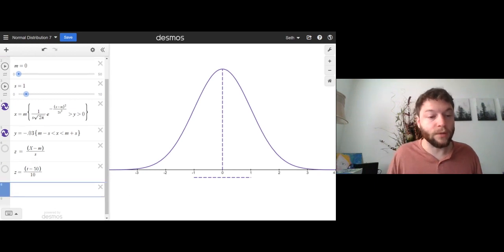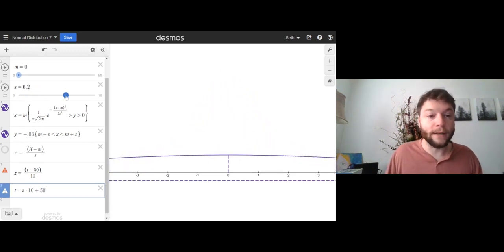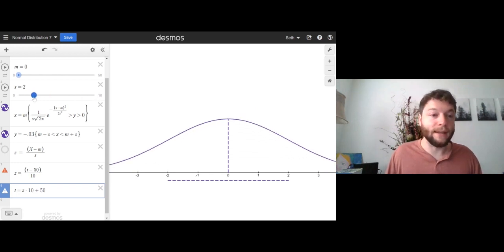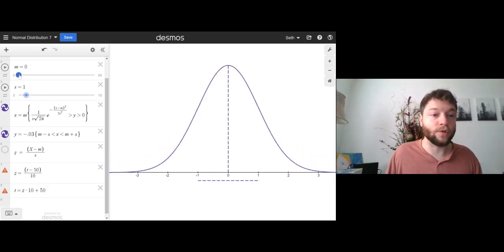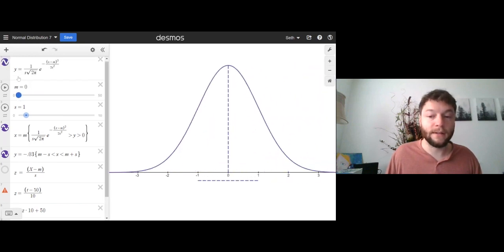We can algebraically rearrange this to look like this: z times 10 plus 50. So what we're doing is we're multiplying each z-score times 10, and then we're adding 50 to each result. What this does is it's going to increase the spread from 1 to 10, and then it's going to shift the distribution so that it's no longer hovering over 0, it's hovering over 50. Okay, so I'm going to rescale this graph so that we can see this happen.